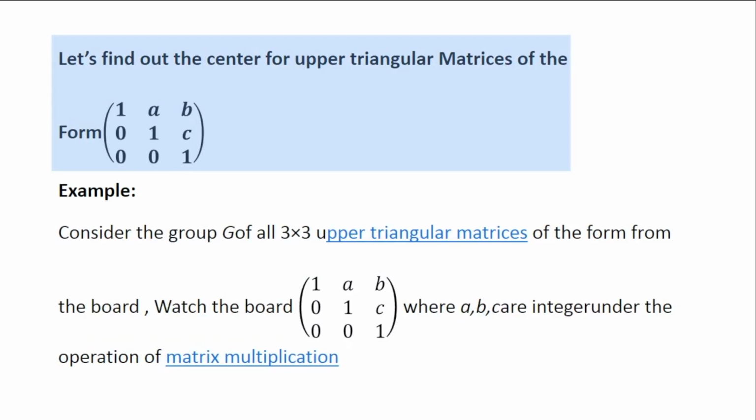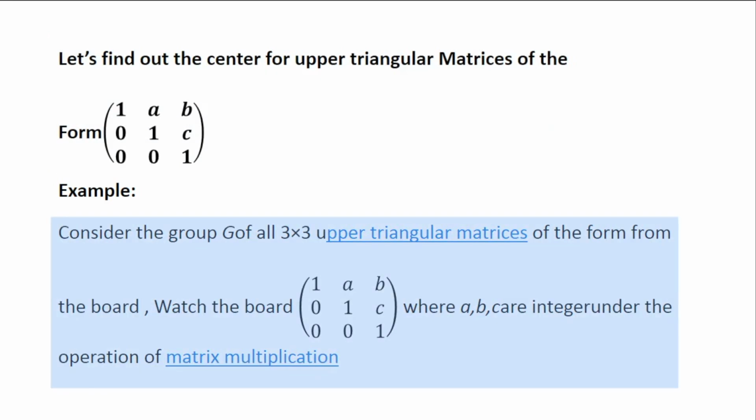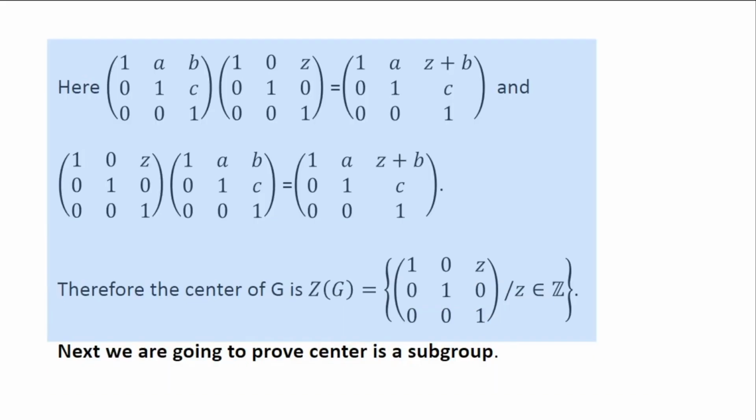Let's find out the center for upper triangular matrices of the form you can see on the board. Example: consider the group G of all 3 by 3 upper triangular matrices of the form shown on the board. Please watch the board, where A, B, C are integers under the operation of matrix multiplication. Please view the board.